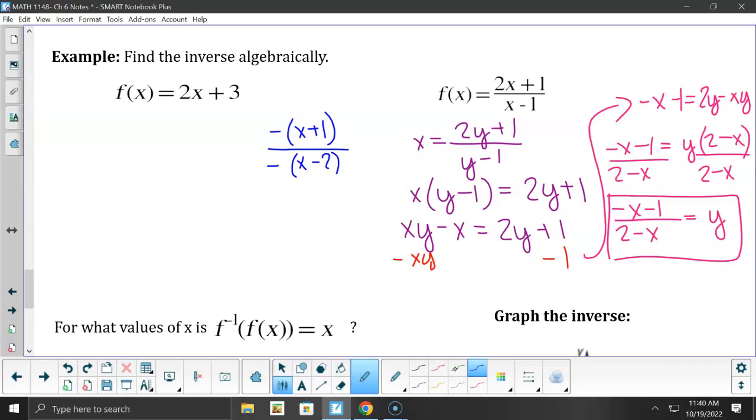Any of them? Because this one's linear. It's y equals mx plus b form, right?